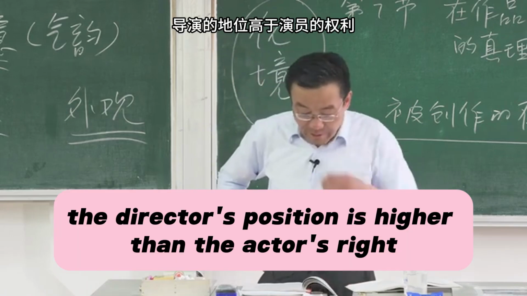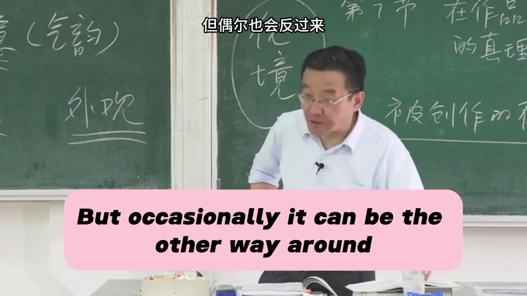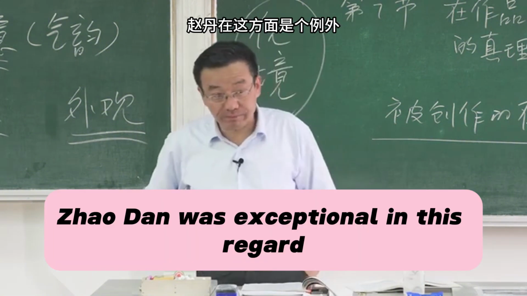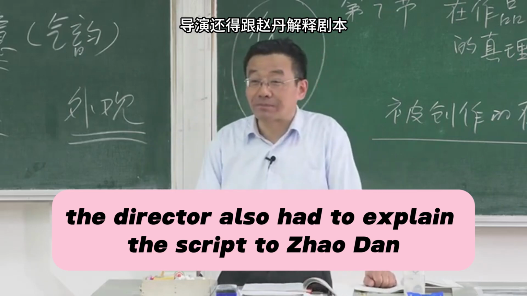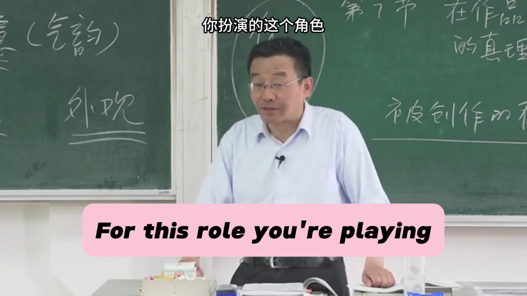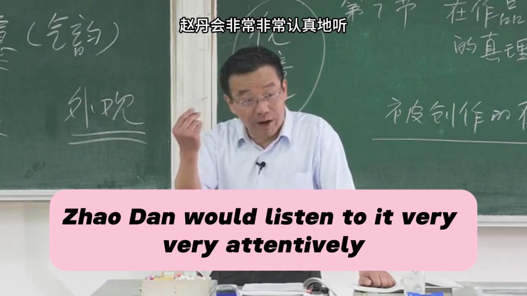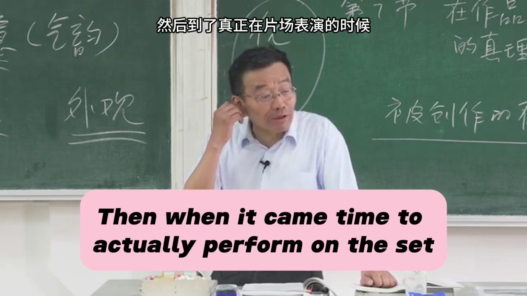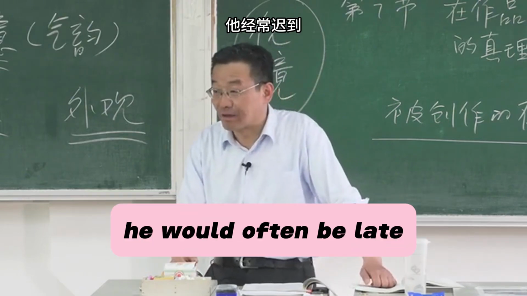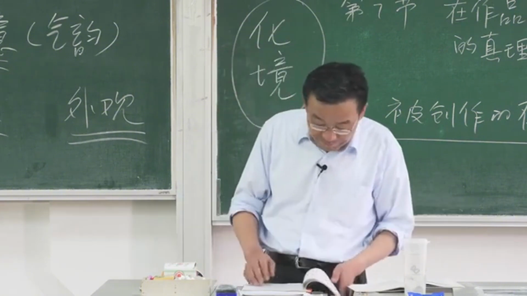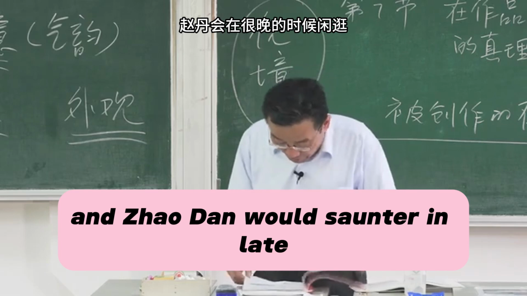Generally, the director's position is higher than the actor's, right? But occasionally, it can be the other way around. Zhao Dan was exceptional in this regard. The director also had to explain the script to Zhao Dan. For this role you're playing, I'll tell you how to perform it. Zhao Dan would listen very, very attentively. Then when it came time to actually perform on the set, in the studio, he would often be late. You know how it is with big stars. The other actors would be waiting there early, and Zhao Dan would saunter in late.